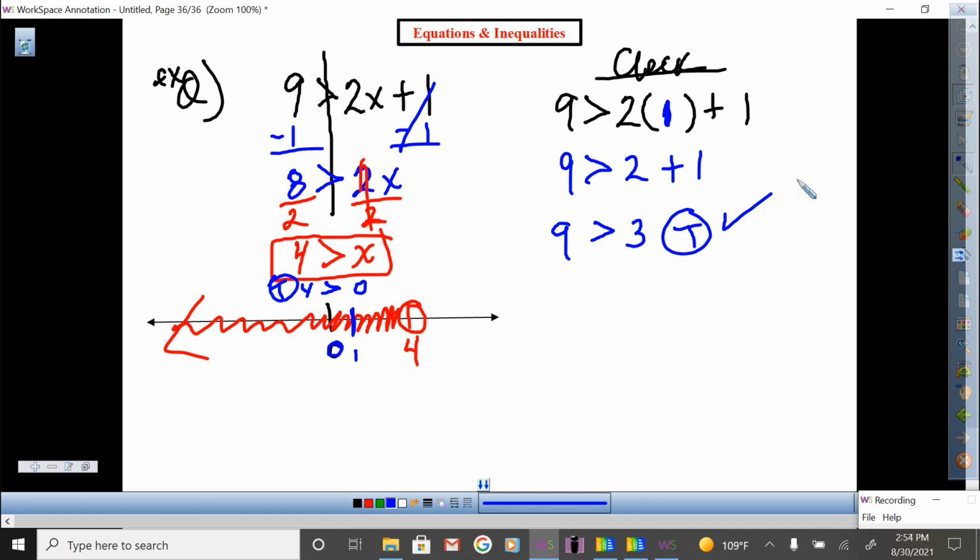Last part of what I need for today's home plate is very important. Ready? I need the solution written in set notation. You're like, what does that mean, Mr. Q? Let me show you, for those of you that forgot.